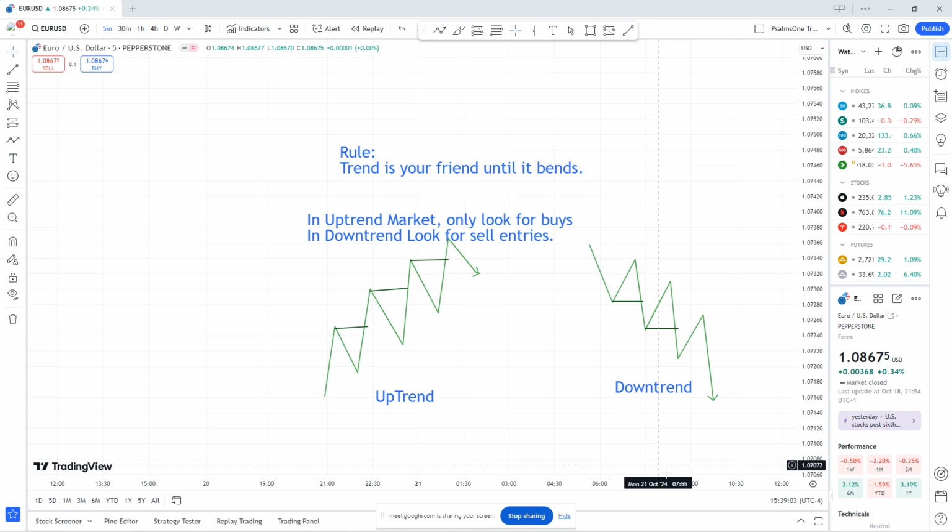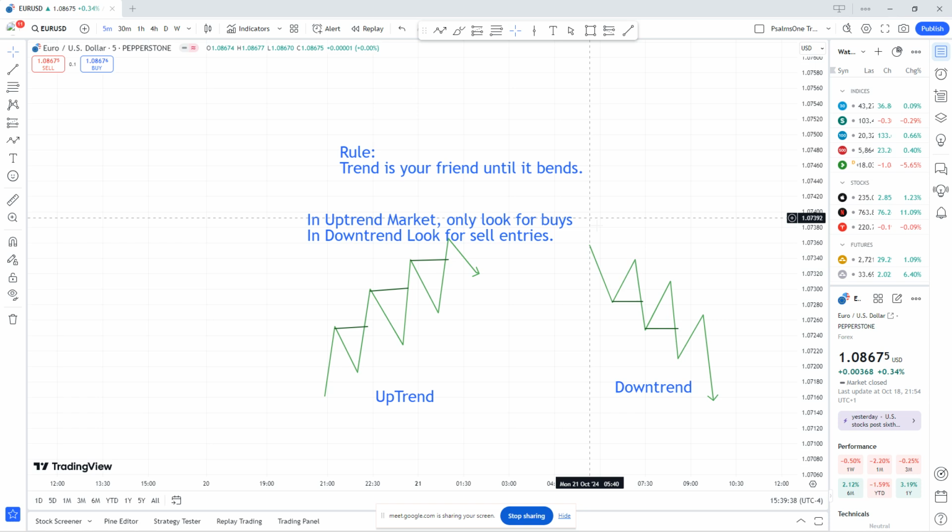In this kind of market, you should know that the smart money is selling. They are pushing price down, down, lower. They are selling, so what you should do is also find opportunities to join the sell. You only should find opportunity to join. That's why I say the trend is your friend, but at times the trend can bend.